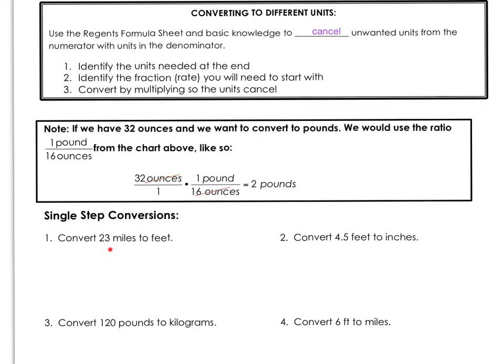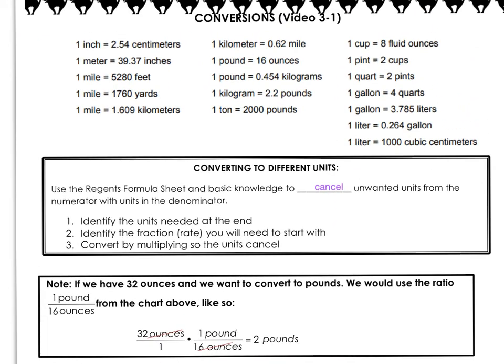So we'll do another one. To convert 23 miles to feet, I need to look up above and find something about miles and feet. I can see that there is 1 mile, 5,280 feet. So this is the conversion we will use to convert.